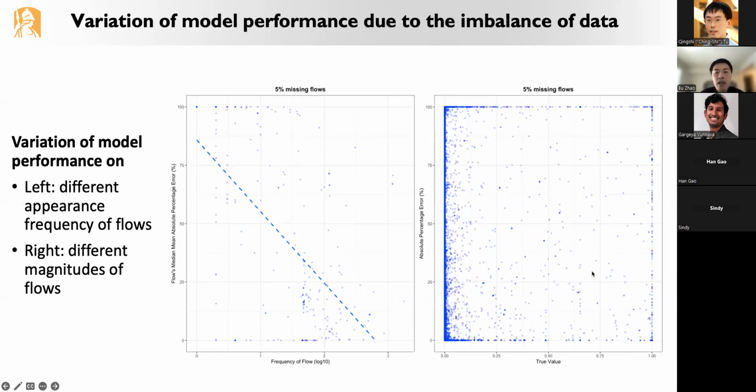And besides, we also conducted several experiments to explore the impact of data imbalance on the prediction results. As shown in the left figure, the frequencies of the flows had a positive impact on the model performance. This means that flows with higher appearance frequencies tend to have lower prediction errors in their estimations. This trend can be attributed to the fact that for those flows with higher appearance frequencies, it's easier for us to find processes with similar flows as references.